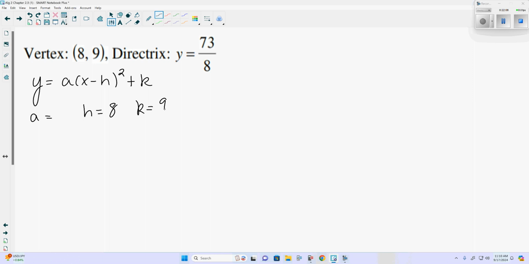8 and 9. Because our vertex corresponds to our h comma k. And directrix for us is corresponding to our y is equal to k minus p. So for us here, k minus p is equal to 73 over 8. And our value of k, as we said, is 9.